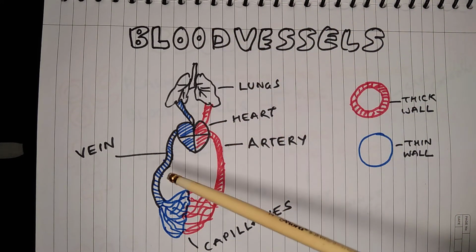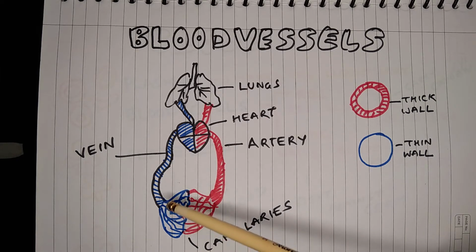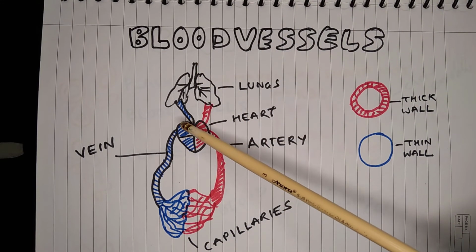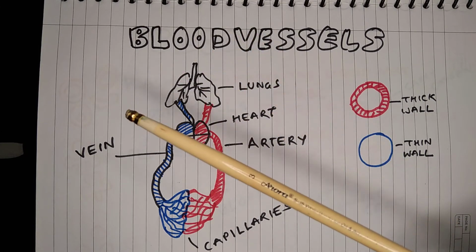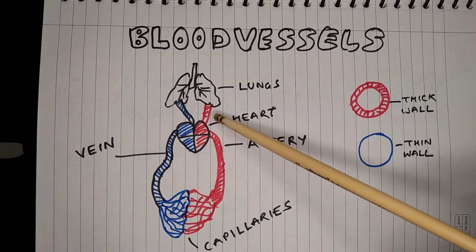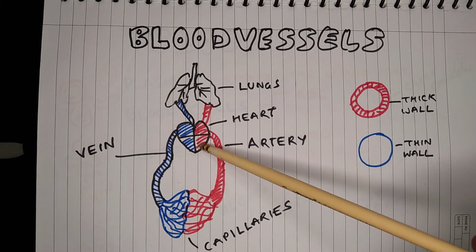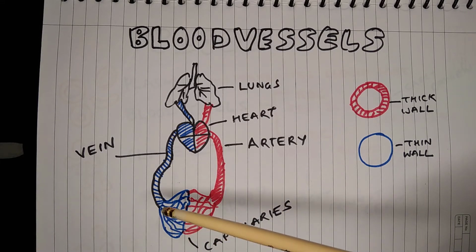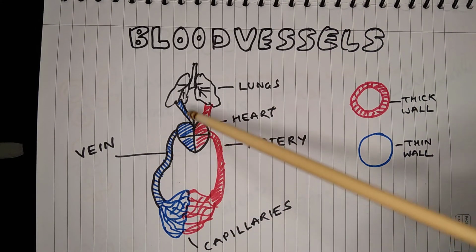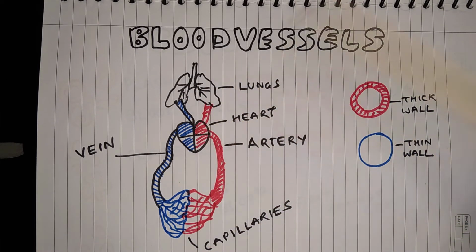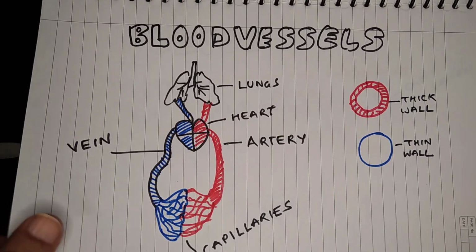So what happens? The deoxygenated blood from different parts of the body comes to the heart, and from the heart the blood goes to the lungs for oxygenation. From the lungs, oxygenated blood comes to heart, and then heart pumps the blood through arteries to different parts of the body. Okay, so from body to heart, from heart to lungs, then from lungs to heart, and from heart to different parts of the body. That is how blood circulation takes place.